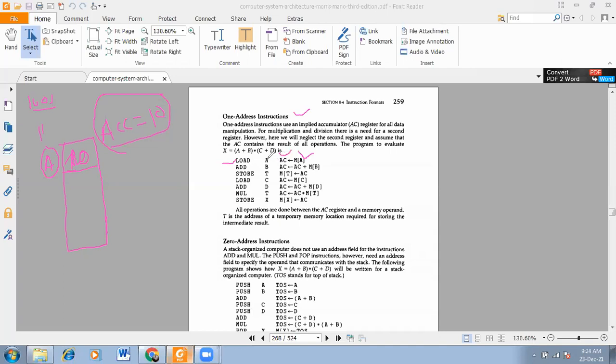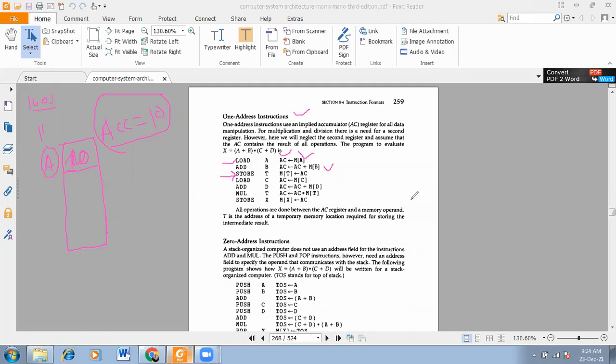Add B. You know that add B means the content of the B memory location and the content of the accumulator must be added, and the result is stored temporarily in the accumulator. So what does add B mean? The content of B is added with AC and the result is stored at AC. Beautiful. Now, you saw load, and now store. Store is just the complete reverse operation.